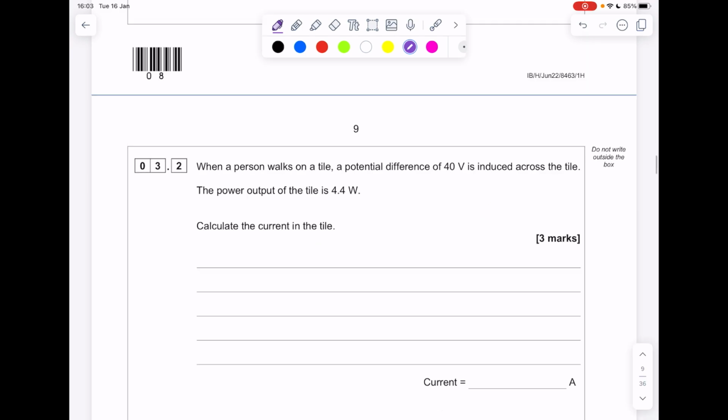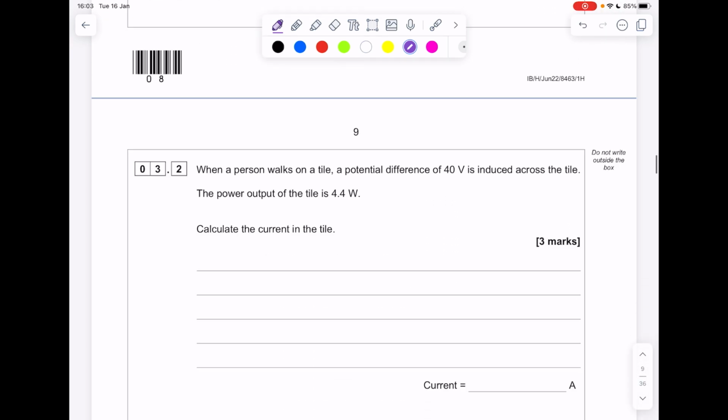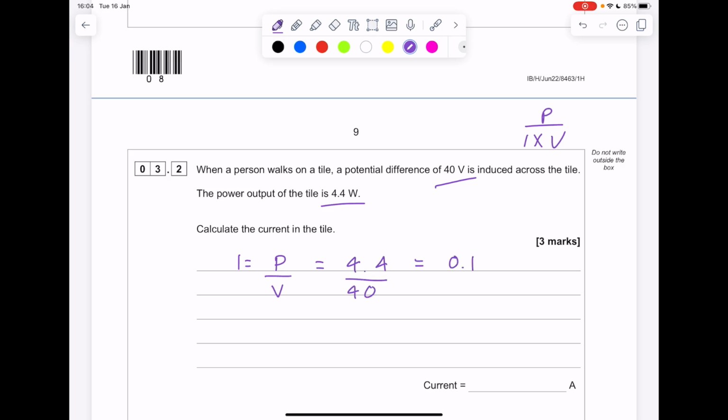When a person walks on a tile, a potential difference of 40 volts is induced. The power output is 4.4. Calculate the current. So current is power divided by potential difference. So 4.4 divided by 40, 0.11.